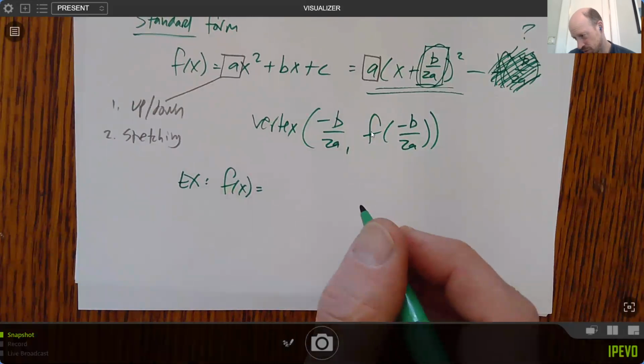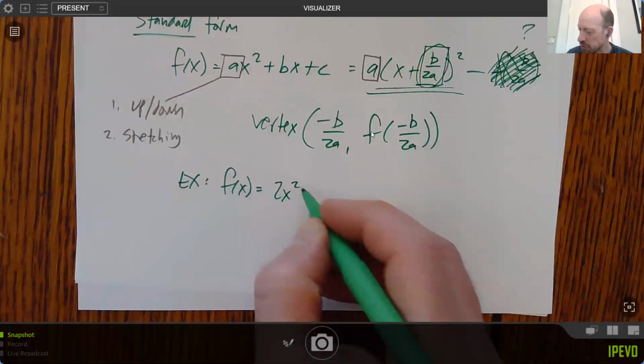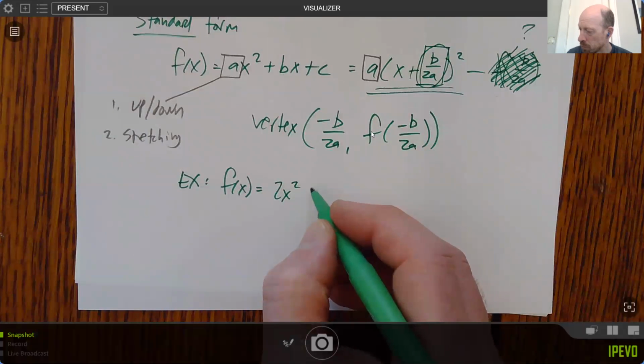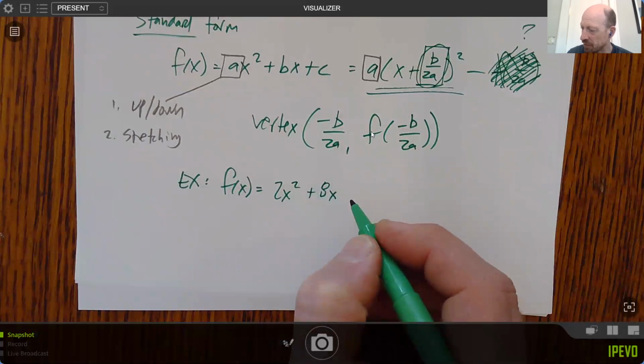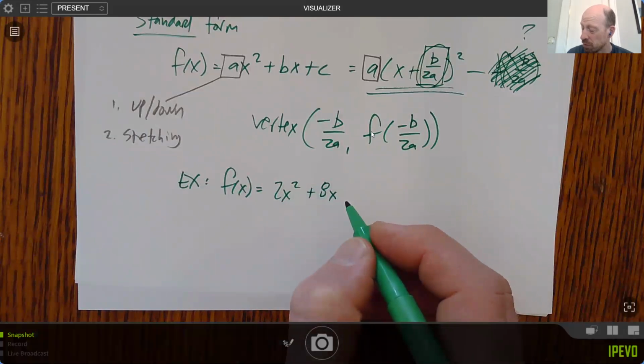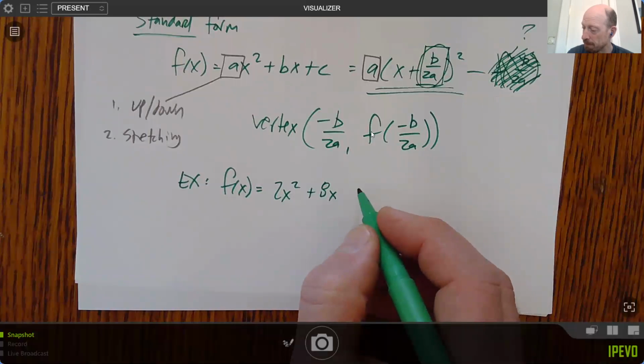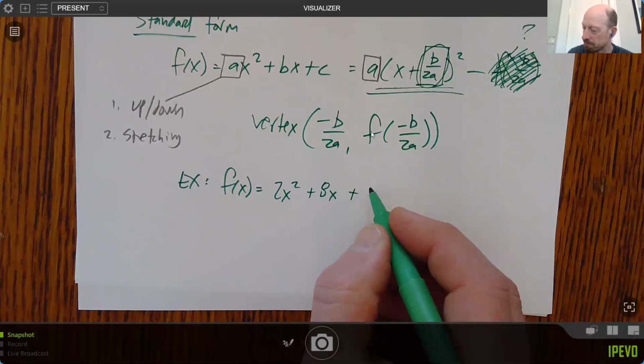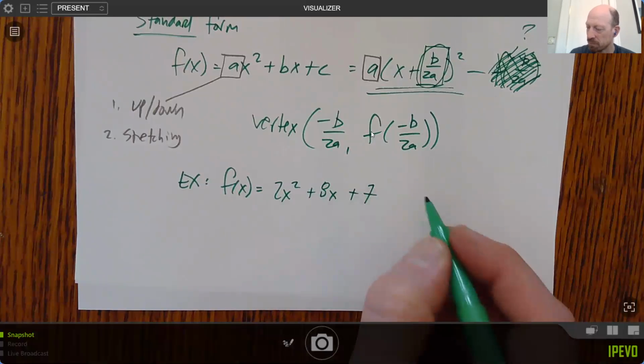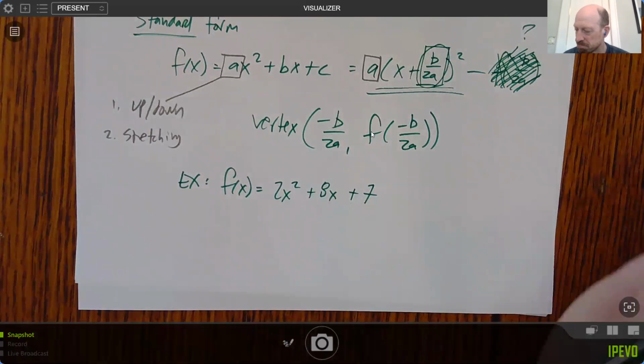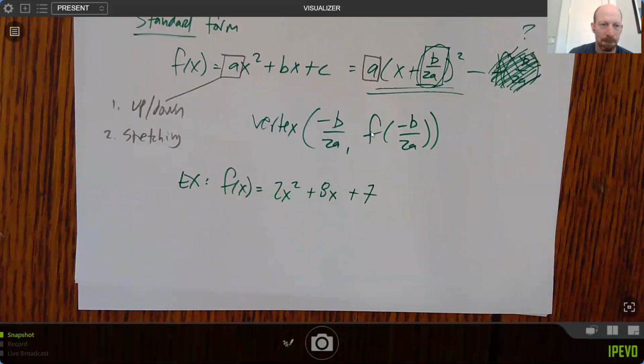f of x equals 2x squared plus 8x plus 7. Okay. This is a quadratic, so we know its graph is a parabola. The question is what parabola? And I think it's always easiest probably to start with the vertex.